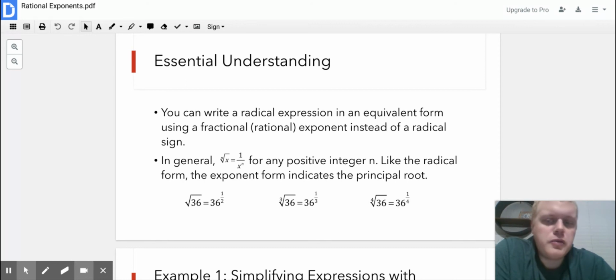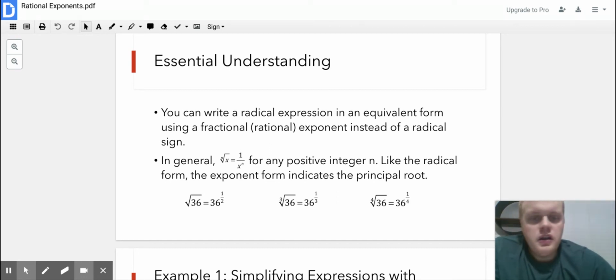So like we said before, the radical of 36 can also be written as 36 to the power of 1 over 2. The cube root of 36 would then be 36 to the power of 1 over 3. So again, whatever number is in front of that radical, that's going to go on the bottom part of our fraction. Whatever number the inside of the radical is raised to, that'll go on the top part. So again, if we don't see a power, it's just going to end up being 1, because 36 to the first power is still just going to be 36.